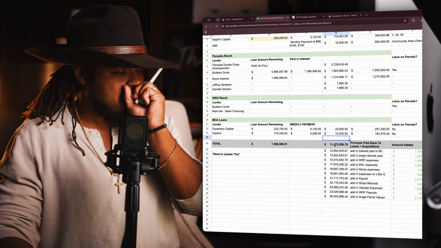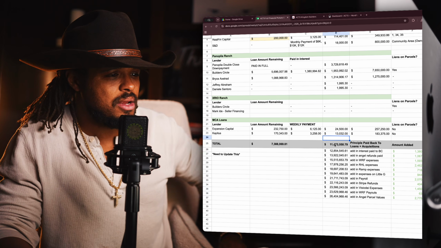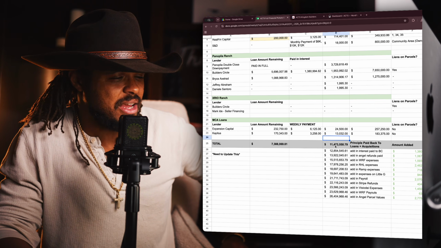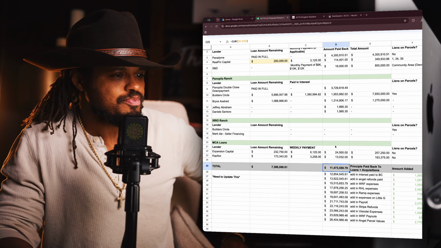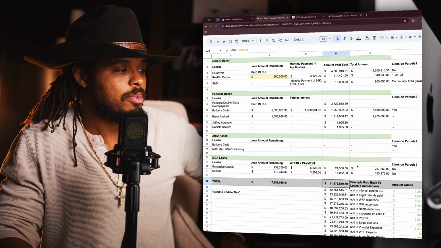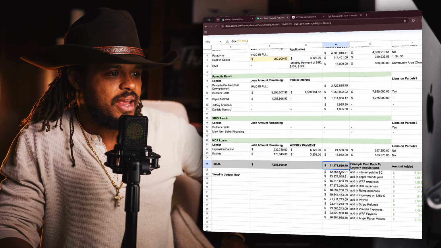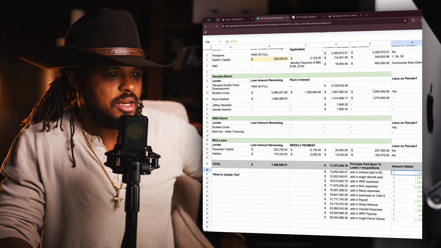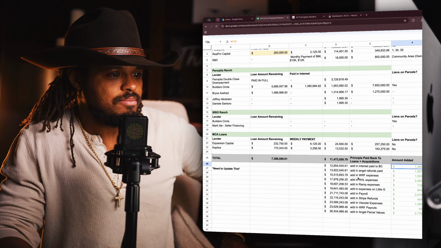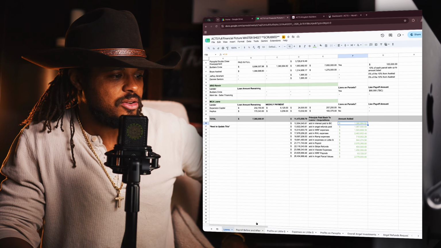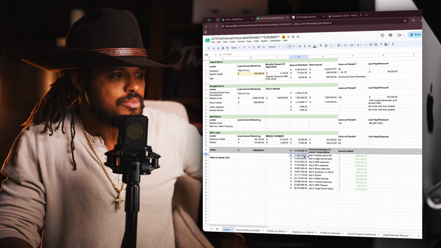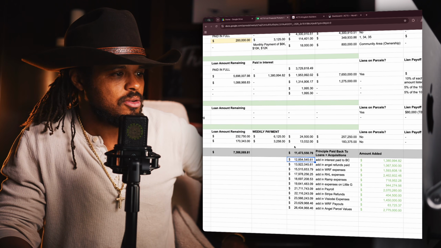We're already at more than $11.47 million just to get these properties up and running, which is incredible. Then in these columns, what I've actually done is I've added up the other payments that we've had that you find in these other tabs. And you can see how the bills start racking up.